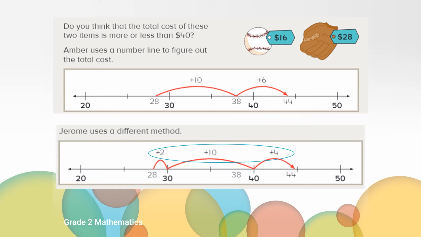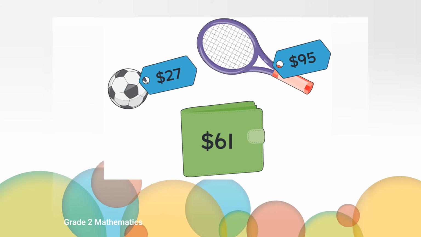What are some things you notice are different about Jerome and Amber's number lines? Maybe you notice that Amber made a jump of 10 first, while Jerome made a jump of 2 to get him to the next friendly number. Nice job noticing things that are the same and different between Amber and Jerome's strategies. Now that we know estimating can help us determine if our answer is reasonable, let's see how we can use that for this next task.